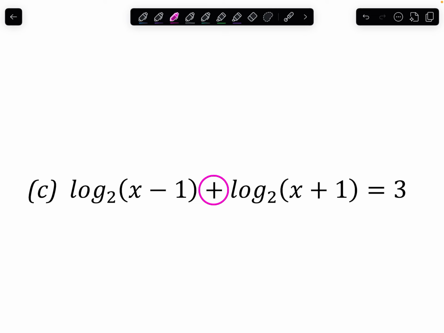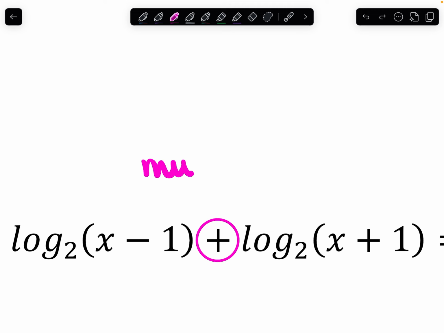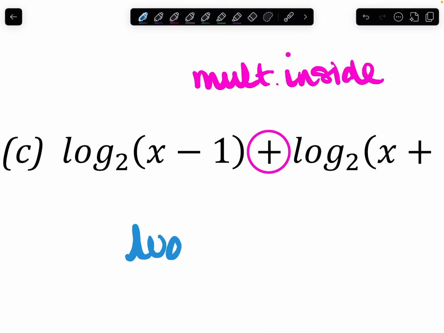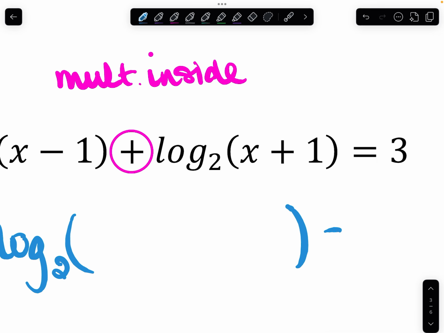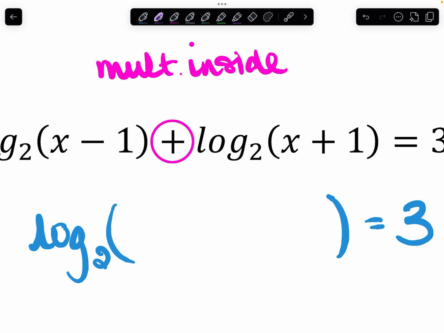So this one's got addition between. Addition, remember, translates to multiplication inside. So I am going to write log. Also notice the base is 2, so don't forget your base 2. And then I'm going to open a giant set of parentheses. And we want to multiply the two insides together. So one of the insides was x minus 1 times, and then the other inside is x plus 1.